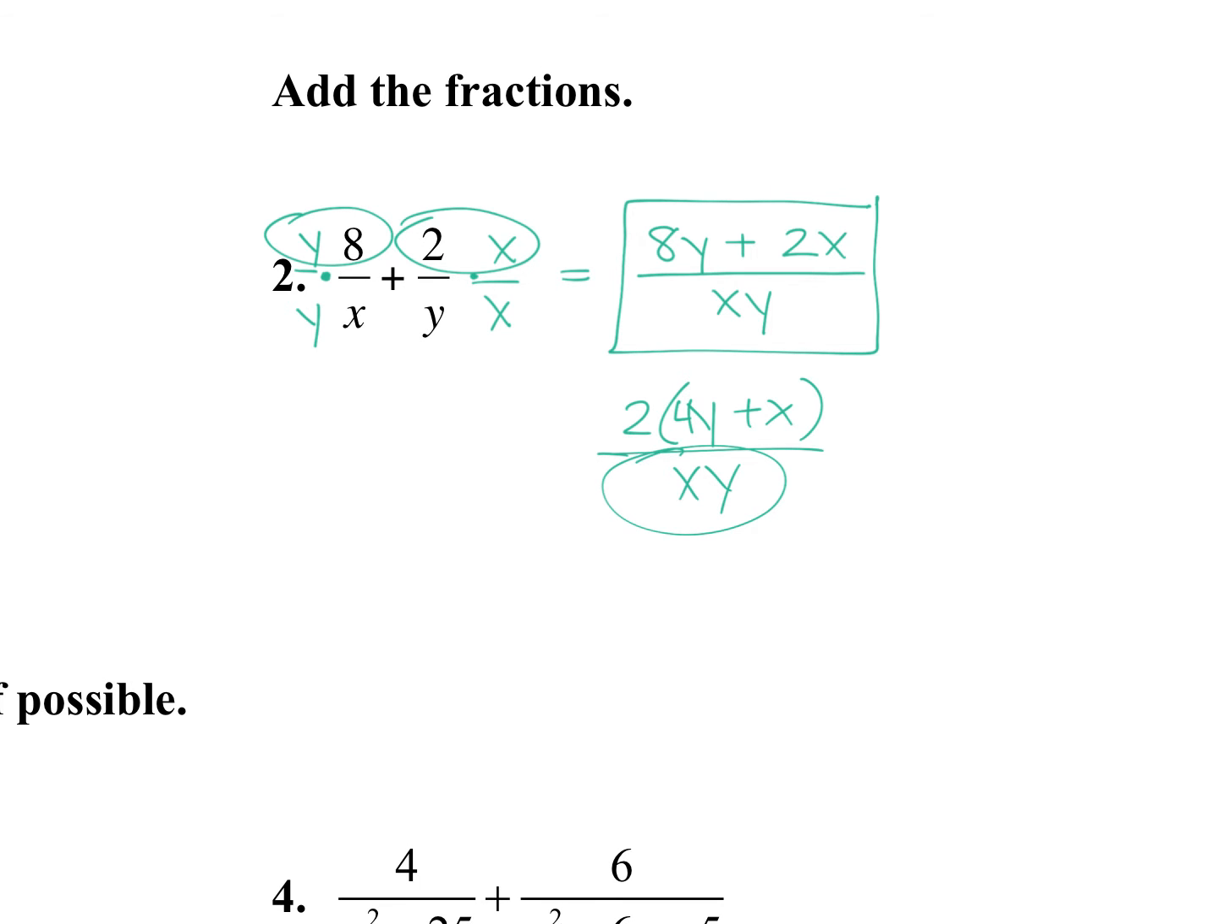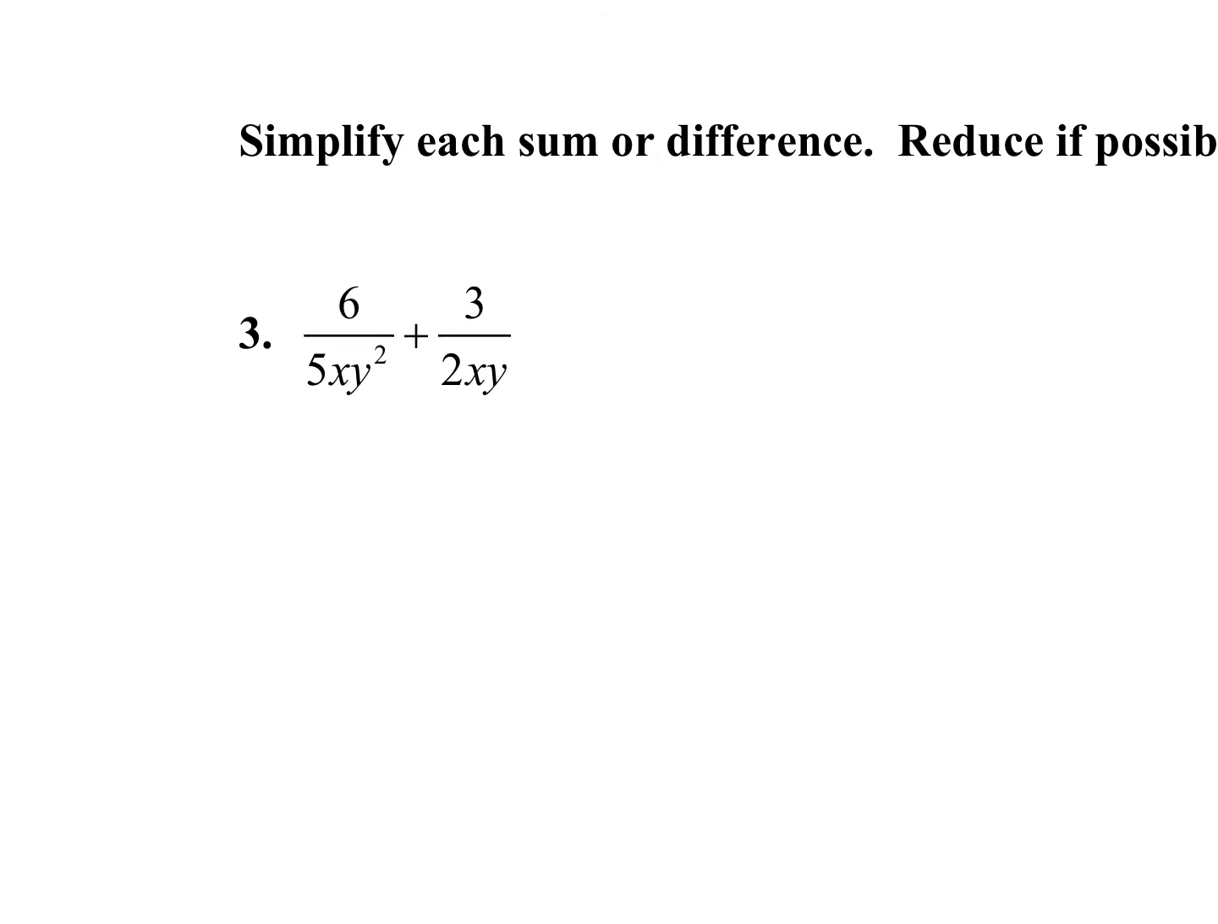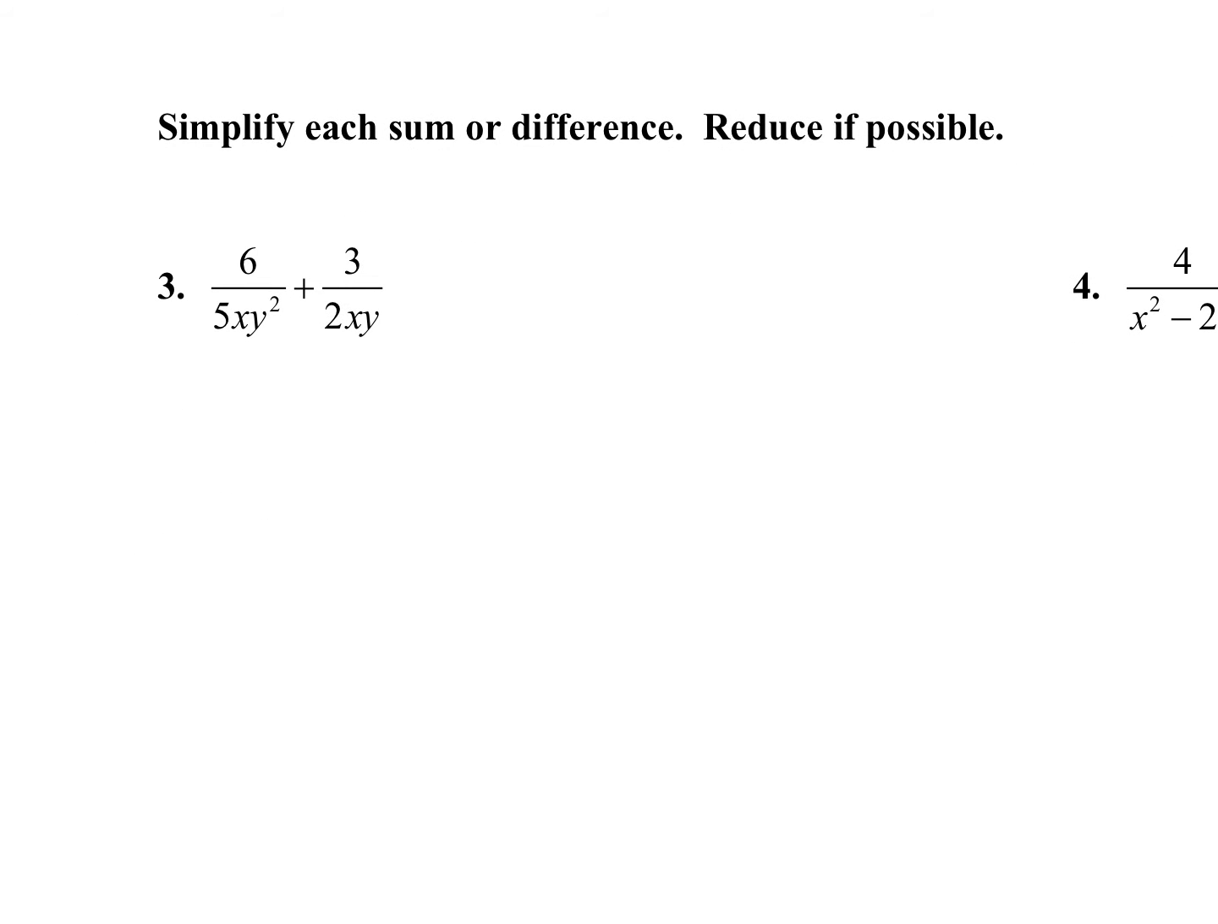Okay. Number 3. Simplify the sum or difference and reduce if you can. Okay. What do we have to do? Common denominator. Okay, so what is a common denominator with these two things? 10xy squared.